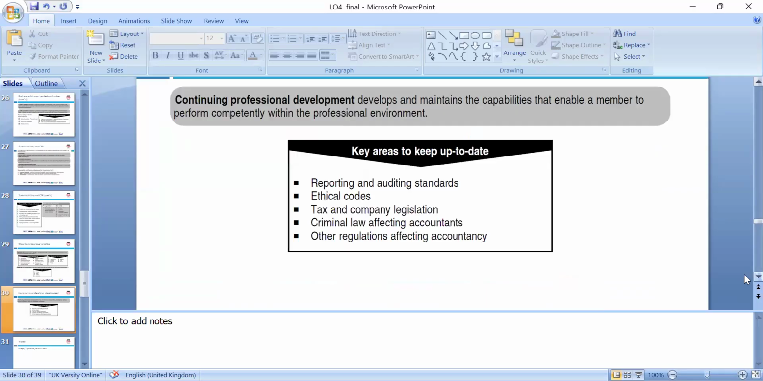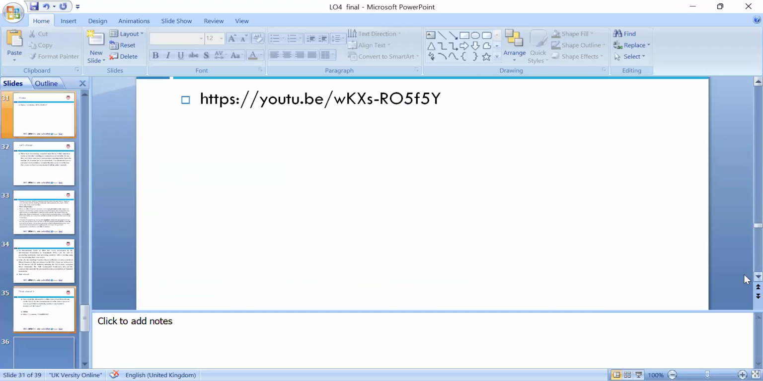Those are quite crucial. We also need continued professional development. As I detailed, it is the responsibility: reporting and accounting standards, ethical code, tax and company legislation, criminal laws, and then regulations, please.